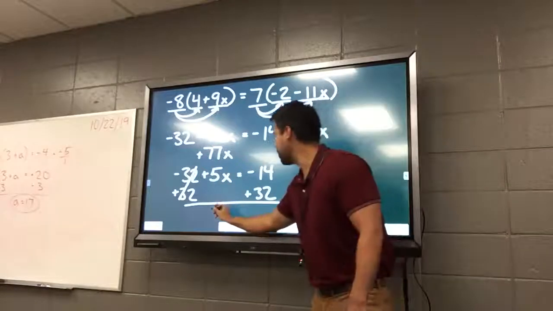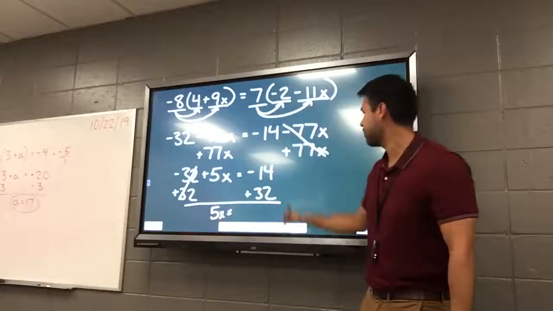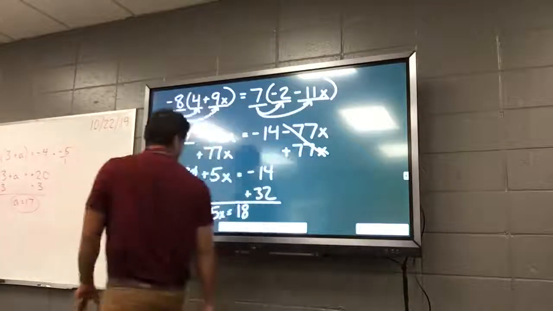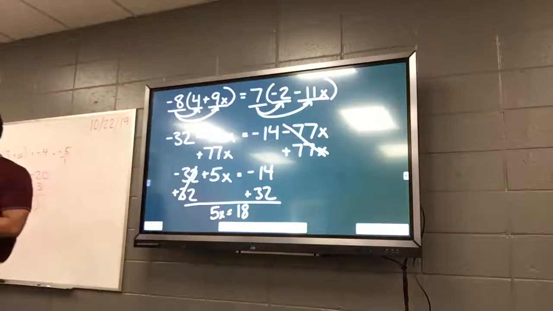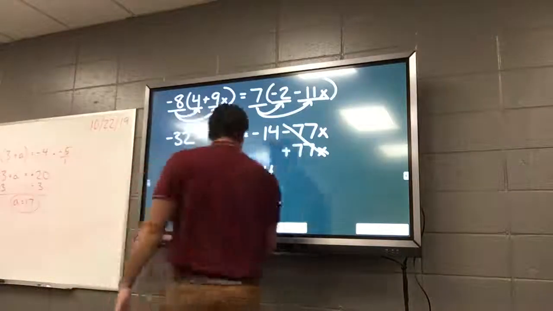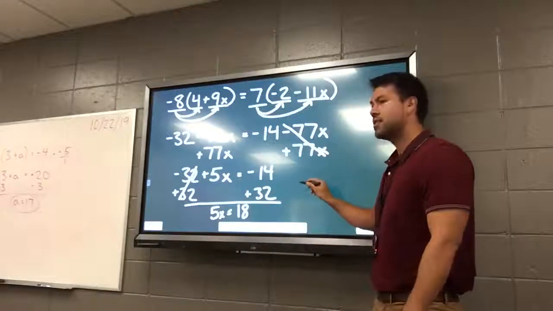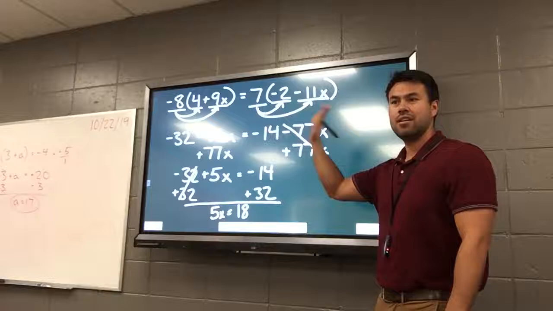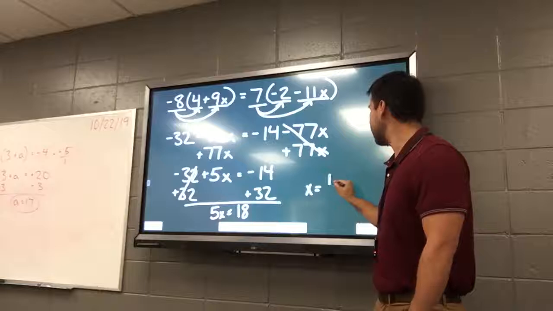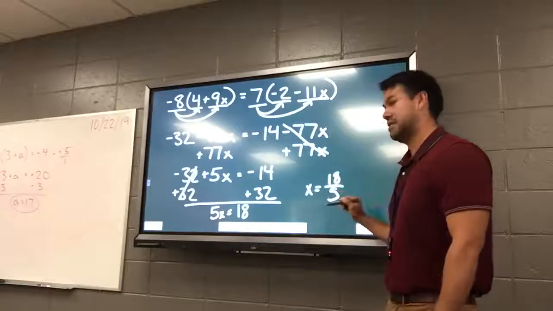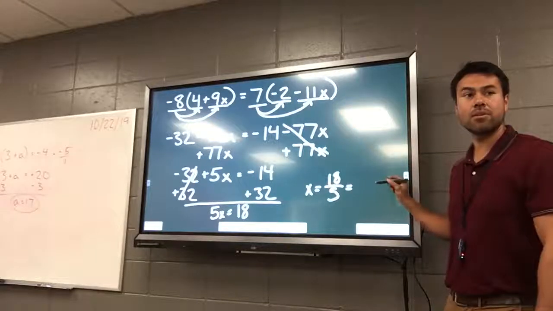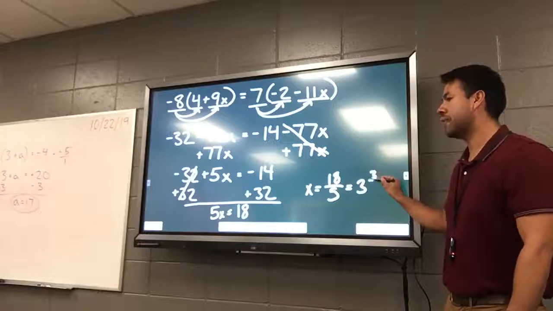All right, I'm left with 5x equals, what do I get here? 18 positive. Okay, so what am I left with as my answer? 5x equals 18, but I want to get x all by itself. So I do what to both sides? Hannah? Divide by 5. I'm left with x equals 18 fifths. Which, if some of you are like, that sounds bad, what is it as a mixed number? 3 and 3/5.